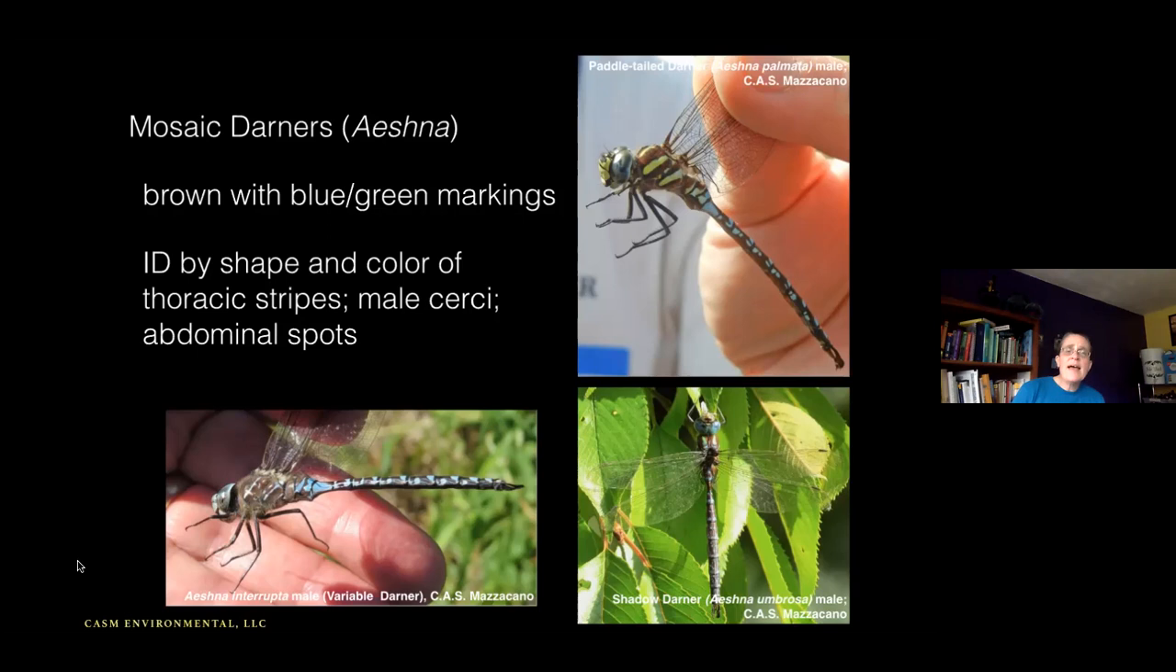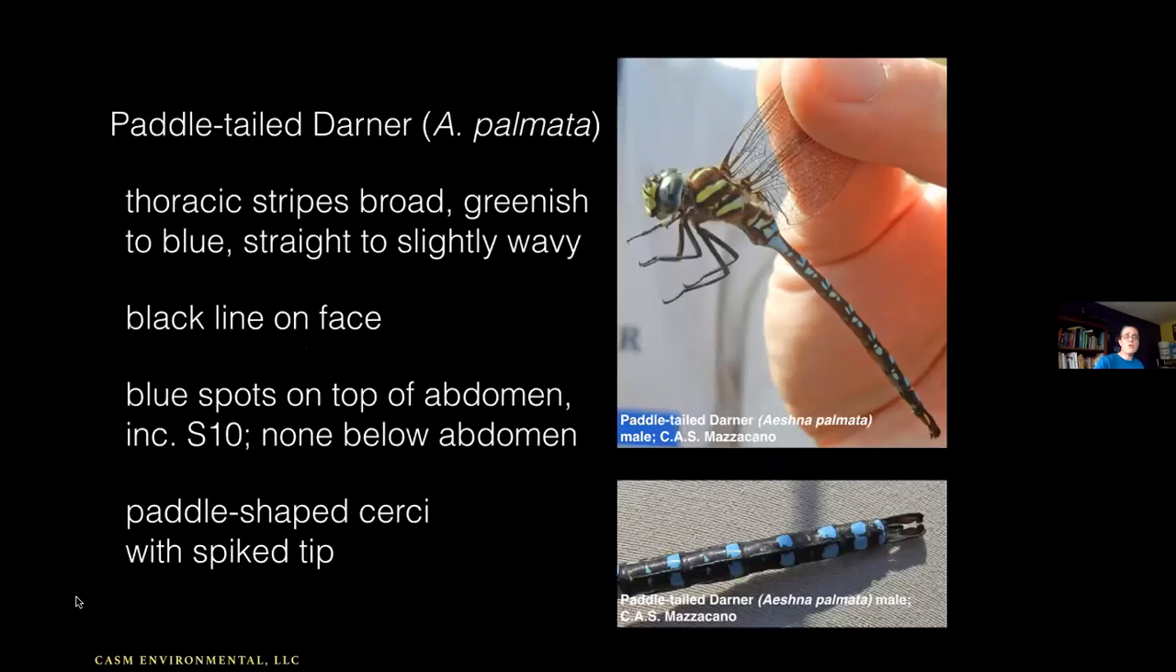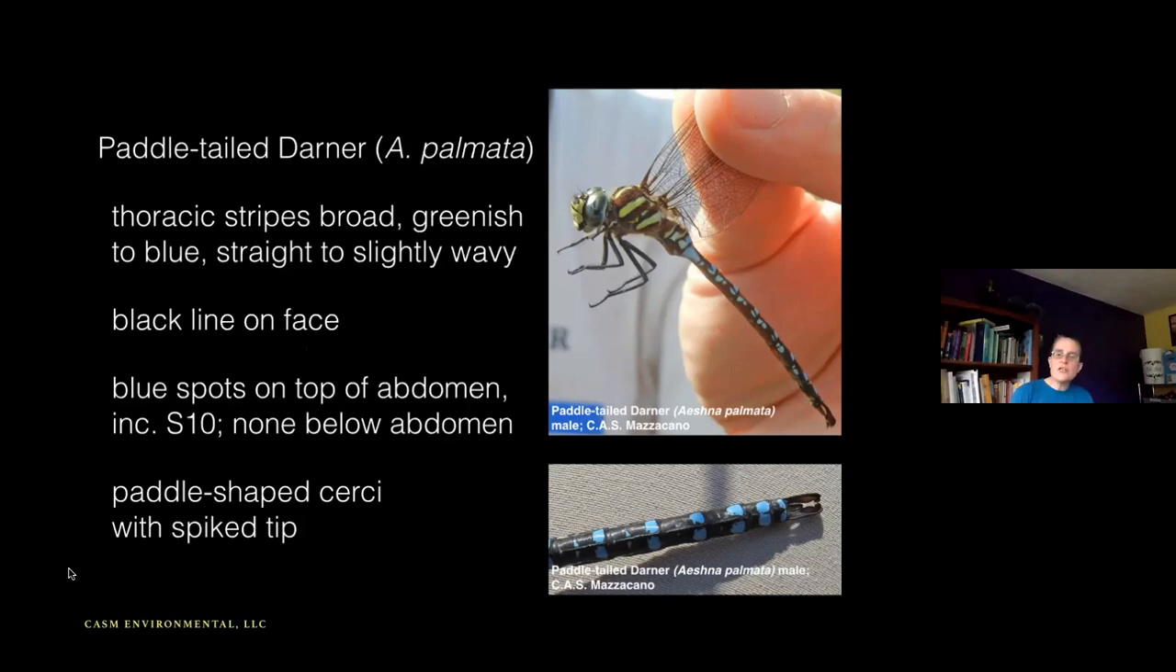So how does that work? Paddle-tailed darner. This is one where you can see those thoracic stripes on the side. They are fairly broad. They're a pretty pale greenish color. They can shade to blue. Generally, the edges are straight. It might be slightly wavy. And if you were to look at the front of the face, you can see it just a little bit there at the side of the photo.